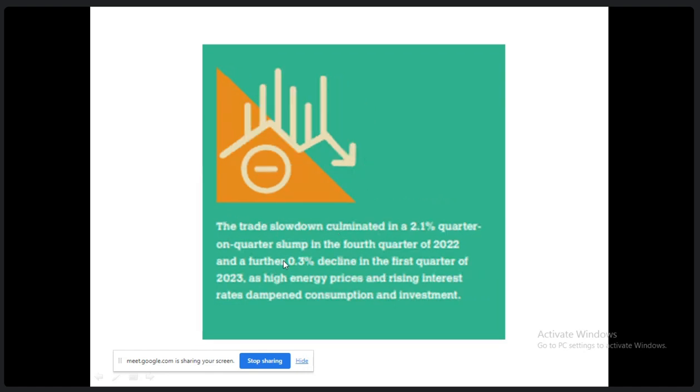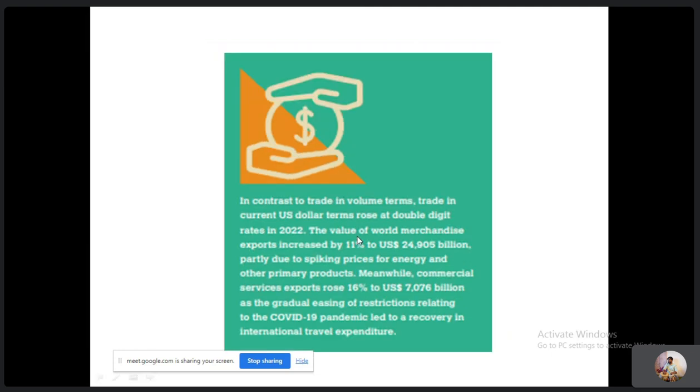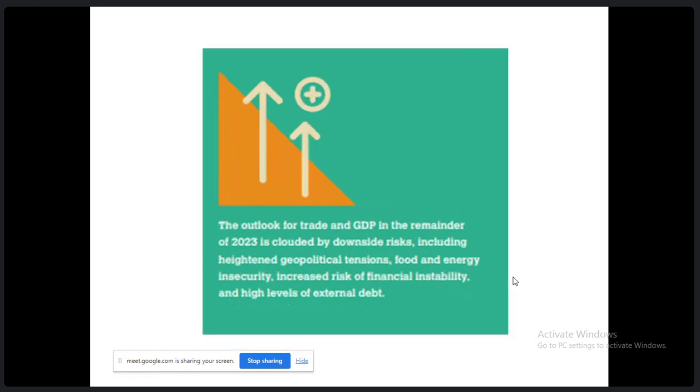When we come to the slowdown, it has continuously declined because of the high energy prices and rising interest rates, which has dampened the consumption and investment. These are some things which are self-explanatory. As far as the volume of trade or the value of the world exports are concerned, that is also not increasing much because of the prices of energy, which was there in the last slide. Whereas the commercial services are growing faster, and there is a fast recovery from the pandemic period.